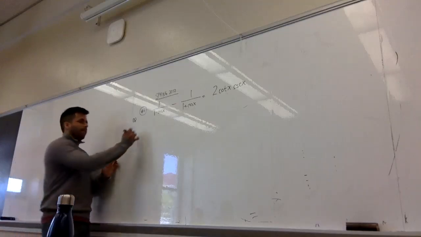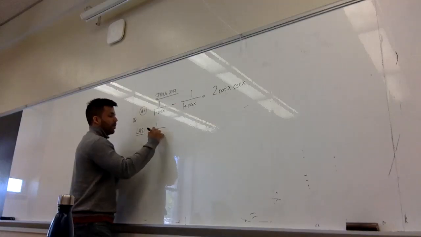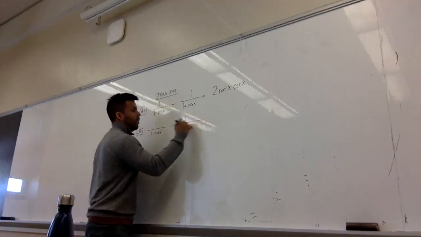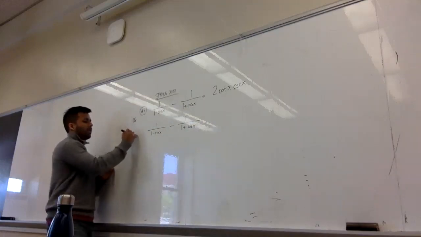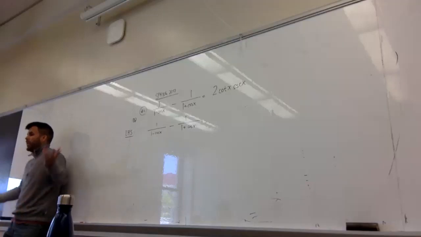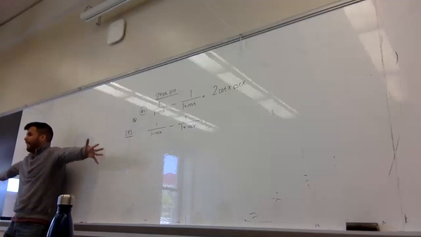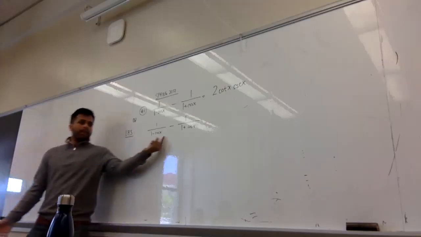Left, right? So let's go with the left. The left-hand side is 1 over 1 minus cosine x, minus 1 over 1 plus cosine x. So then, the question becomes: how do you combine two fractions with different denominators? You make the denominators the same. They're different. So then what do you do?